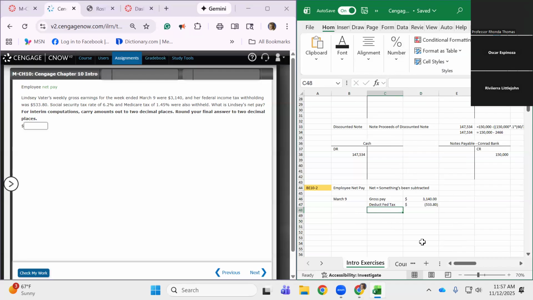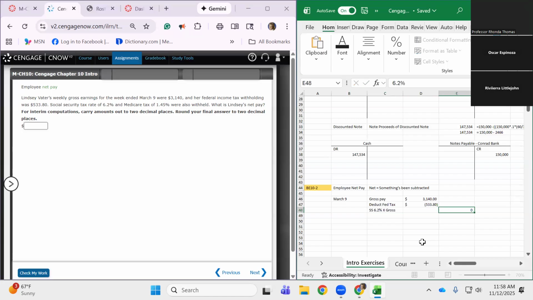Now we're going to do Social Security. Social Security is 6.2% of the gross. So if you try to subtract the federal tax before you calculate your Social Security, it won't be right. Okay, so Social Security is 6.2% times the gross. Let's see if we can make that happen.